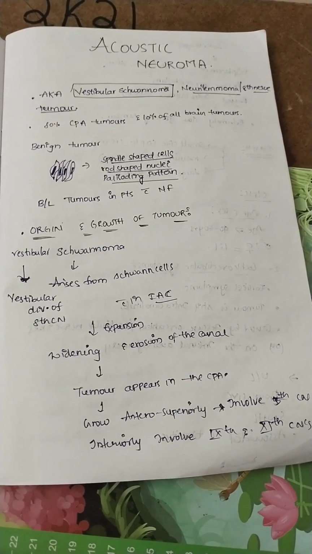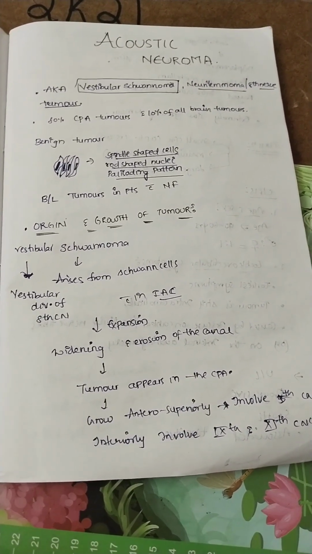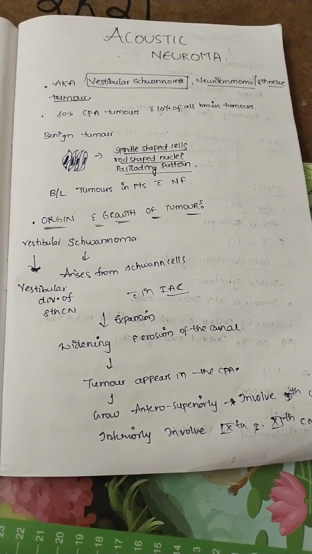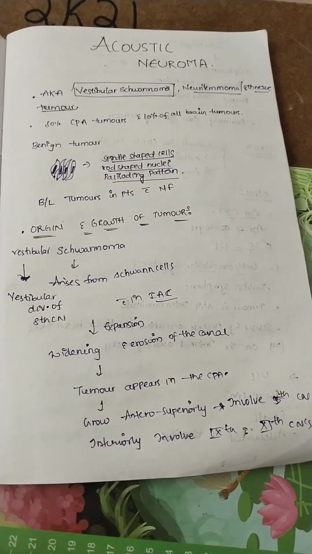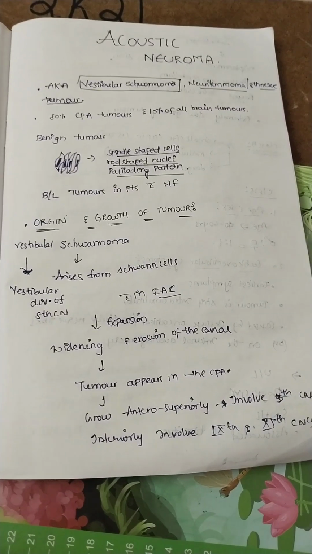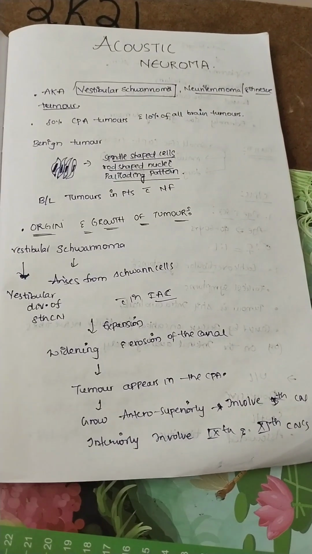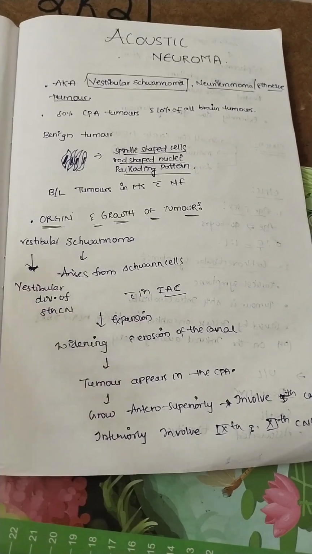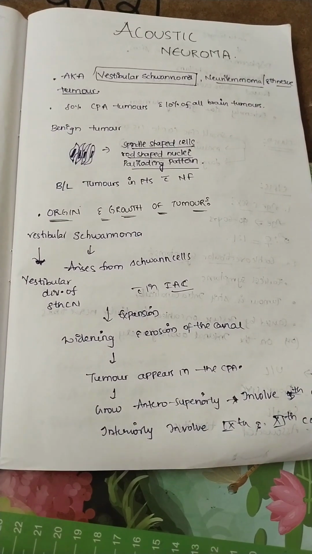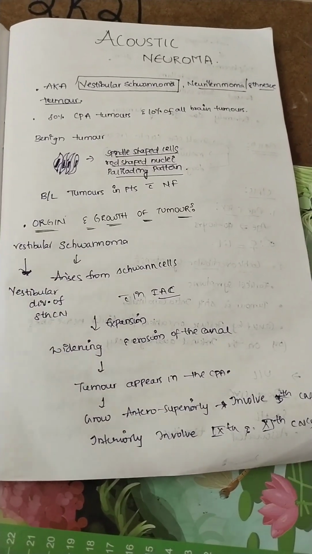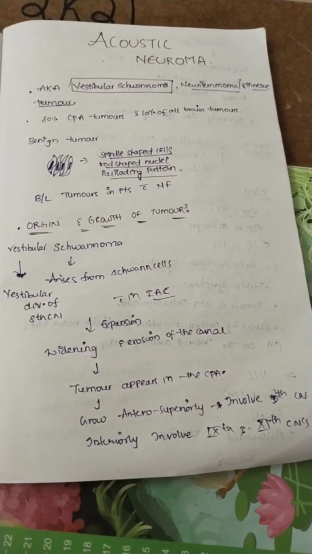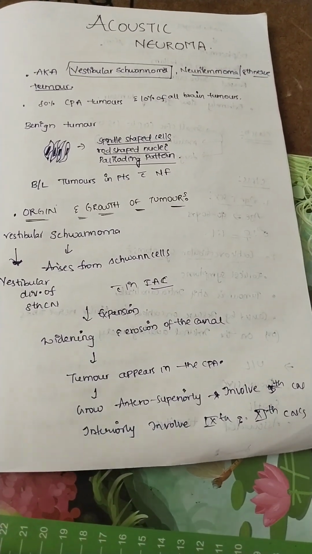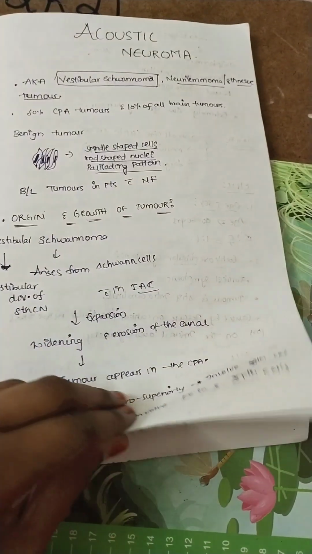So it expands. On expansion it causes erosion of the internal auditory canal. Then the tumor will appear in the cerebellopontine angle. If it grows, it has two chances: whether to grow anterior superiorly or grow inferiorly. If it grows anterior superiorly, it involves the fifth cranial nerve. If it grows inferiorly, it involves the 9th and 11th cranial nerves.